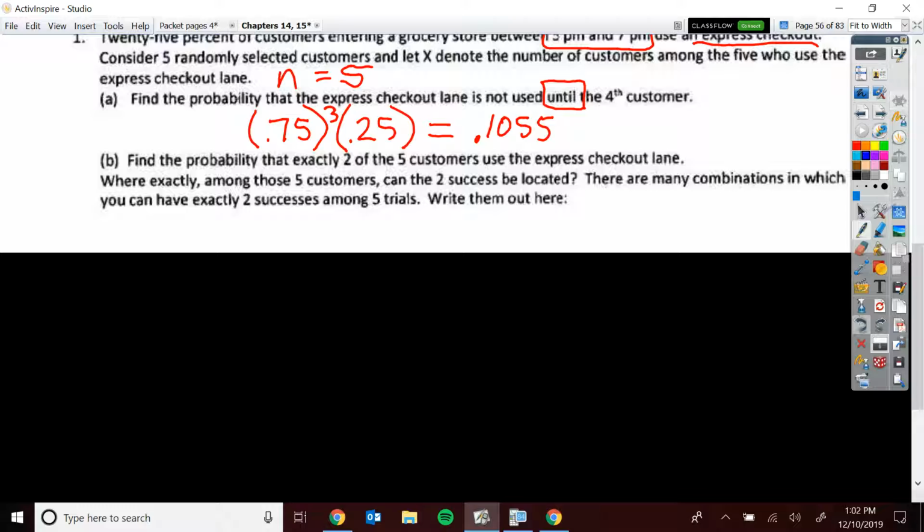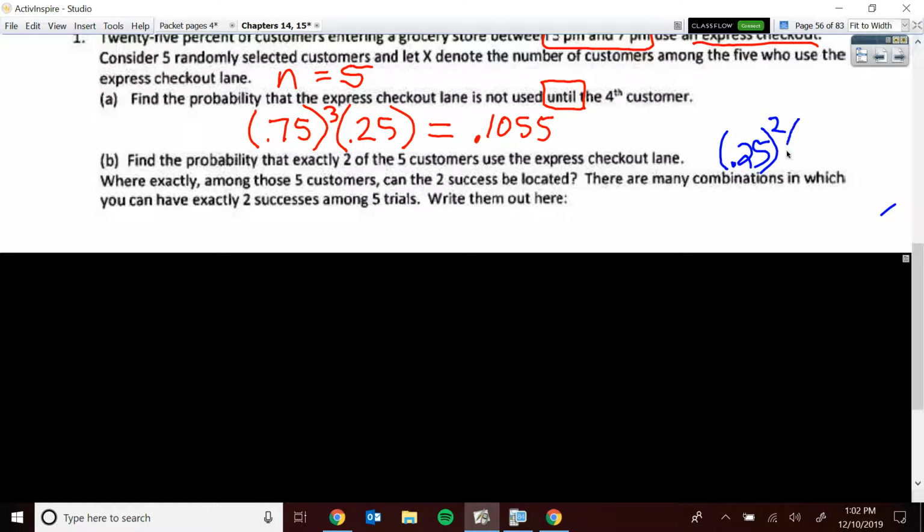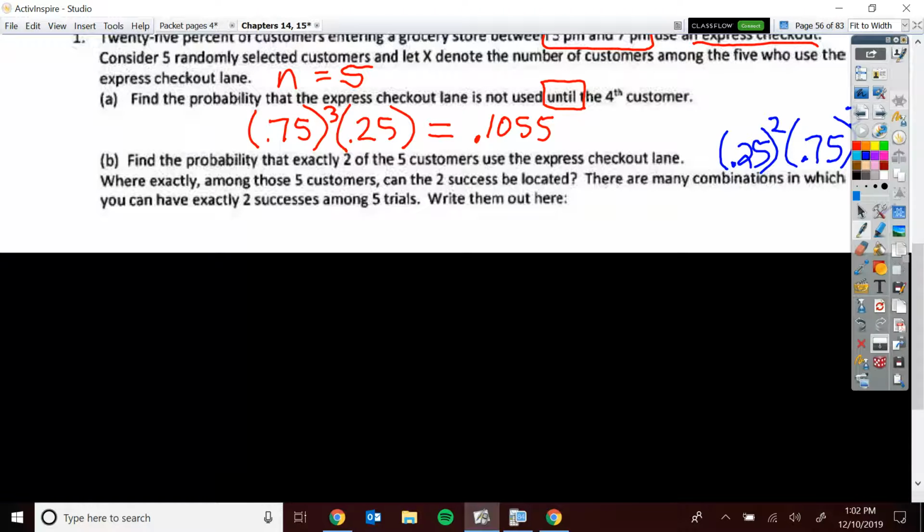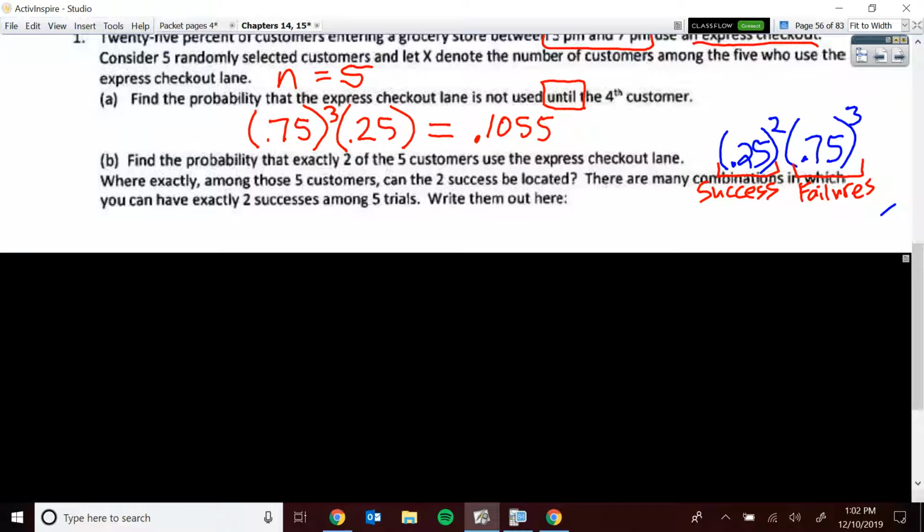I have 2 successes, so that's what? 0.25 squared. And then what? 0.75. So there's my successes and then my failures. Okay, so here is the successes, and I had 2 of them. And here's the failures, and I had 3 of them. Okay, the problem with this is that right there is mandating that those 2 are in one particular place.